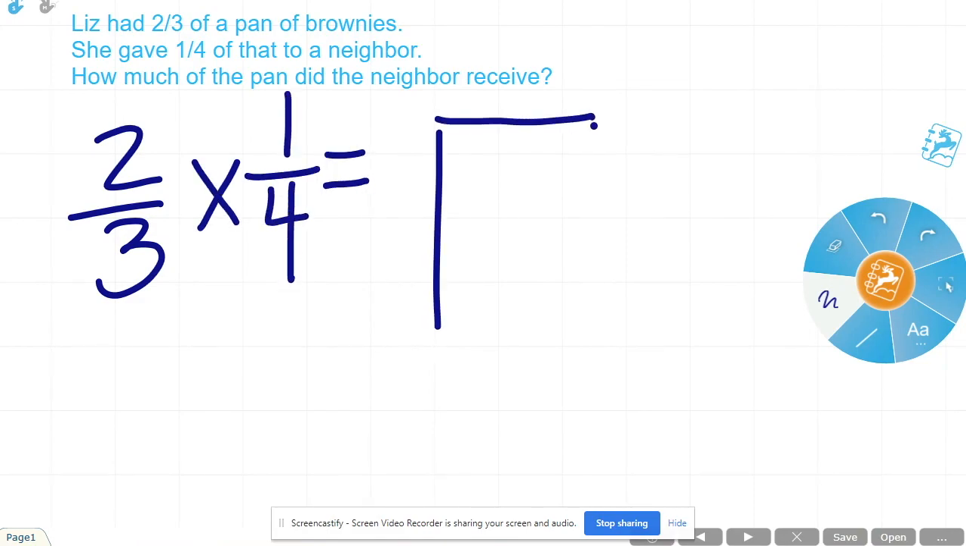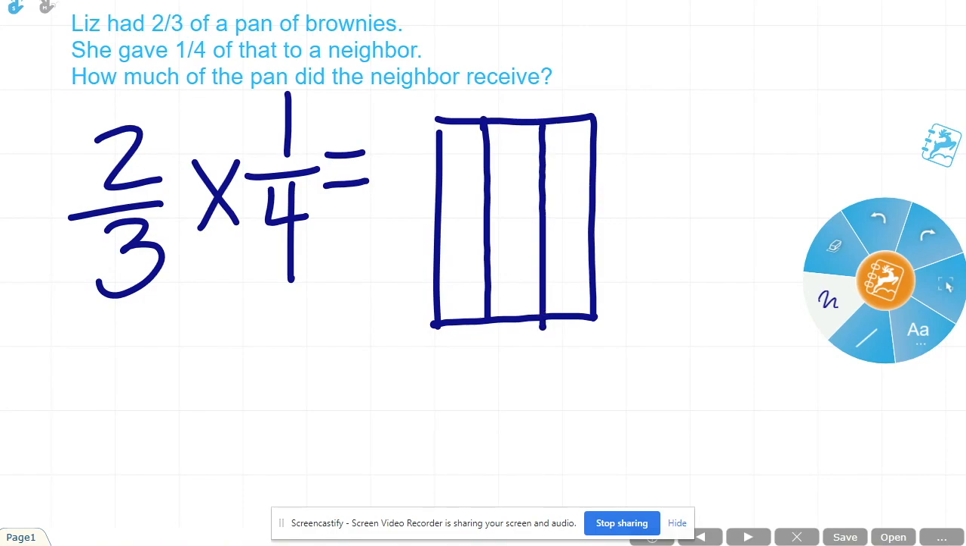All right. So the first thing I have to do is partition my square into thirds. Now your teacher may have done the double shading, or she may have found the area or the dimensions of that rectangle. So I'm going to first shade in 2/3 of my area.